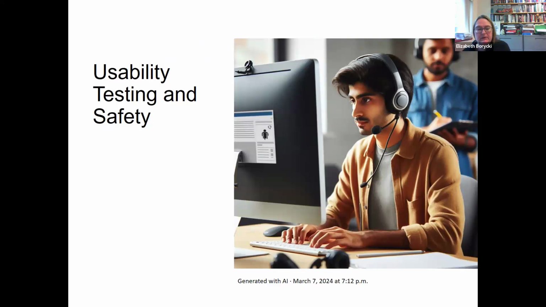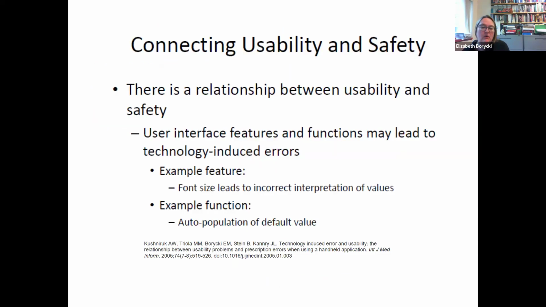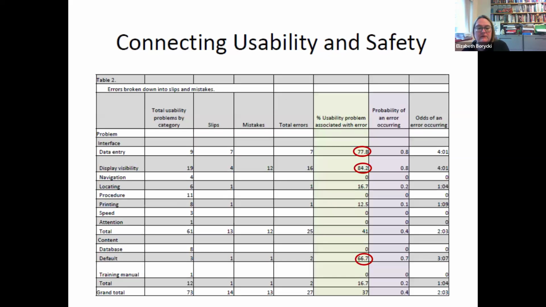So what is the link between usability testing and safety? We know that there is a relationship between the two. So for example, we know that specific user interface features and functions may lead to technology-induced errors, such as the one that I mentioned earlier, which is we have an auto population of a default in, let's say, a medication administration system that auto populates the field with the wrong information. So when you look at this, you start to understand that when you can conduct usability testing, it's really important to be able to look at what features and functions of that user interface lead to what types of usability issues and what types of errors that occur.